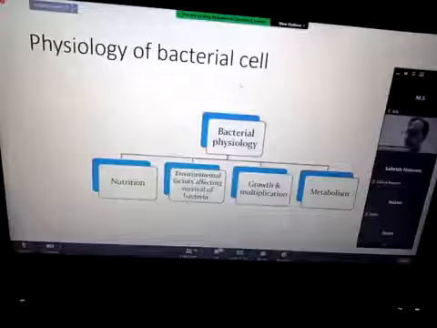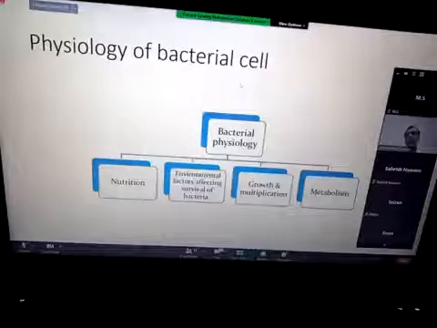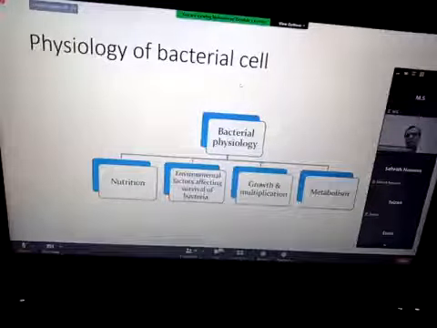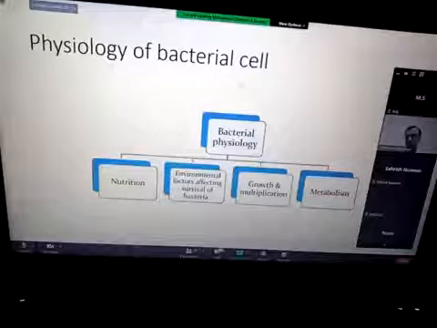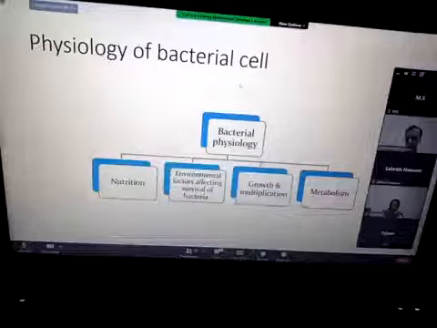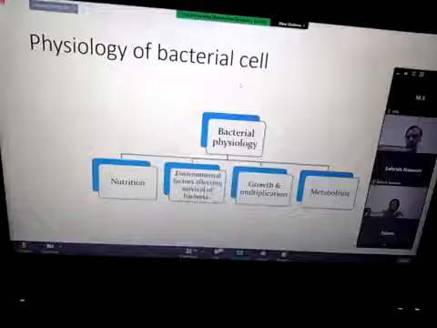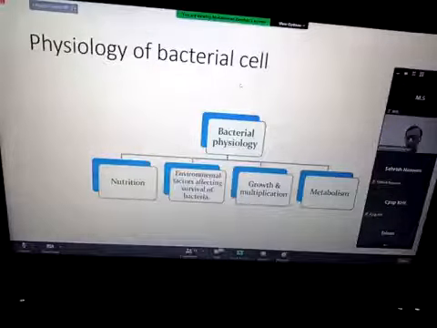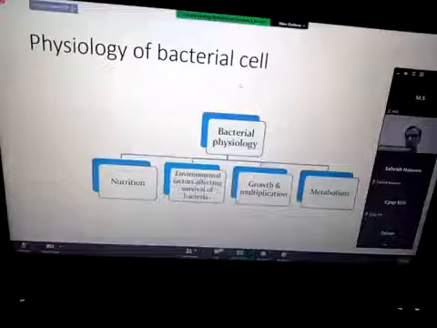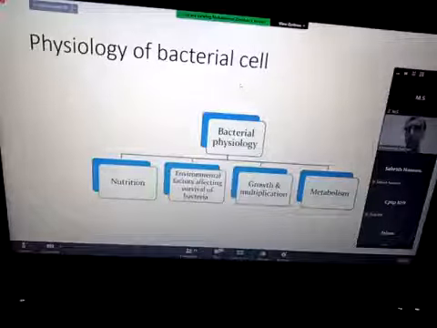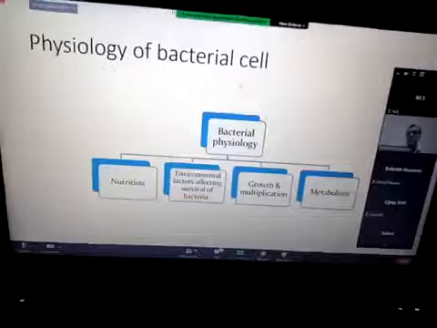So when we talk about the physiology, we have discussed up till now the anatomy of the bacterial cell. We have discussed many components of the cell structure: cell wall, cell membrane, plasma membrane, capsule, cytoplasm. Then we discussed taxonomy, the classification and the nomenclature. So now we will briefly touch upon bacterial physiology.